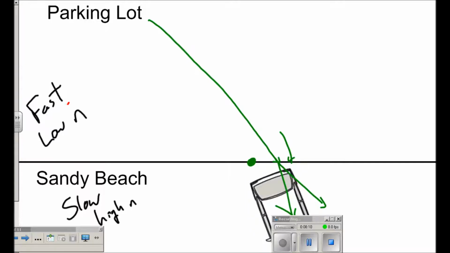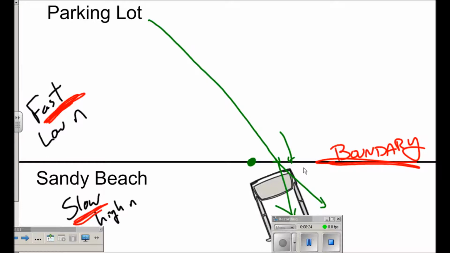Light refracts for the same reason. It's caused by the change in speed as it goes from our first medium to our second medium. And this idea that I've got drawn here is going to be huge. This line here is what we're going to call the boundary between our two mediums, two media. So every time we make a drawing, we're going to start with that boundary, and then we'll talk about how the light bends.